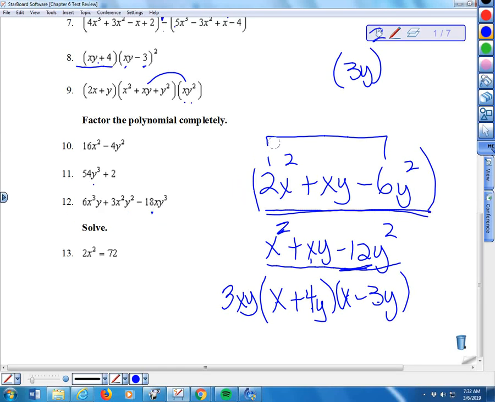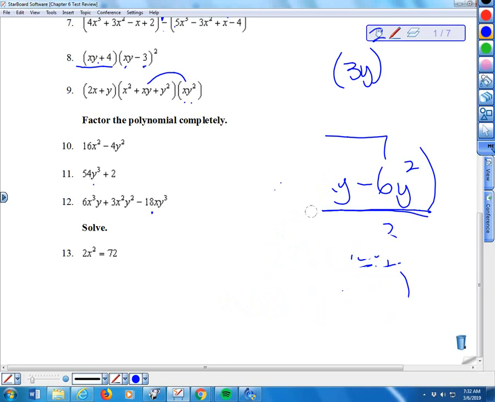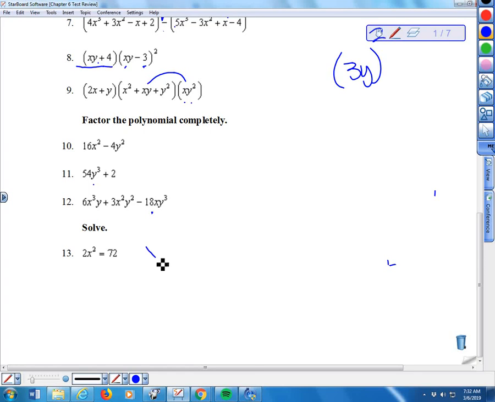All right. Next problem is a solve problem. So I'm just going to divide both sides by 2 and then take the square root of both sides. And that's it.